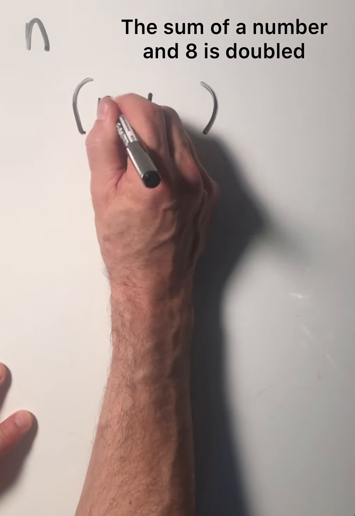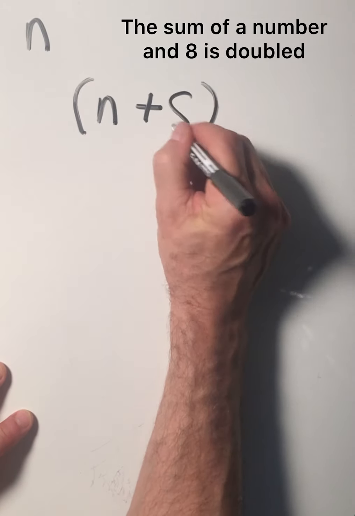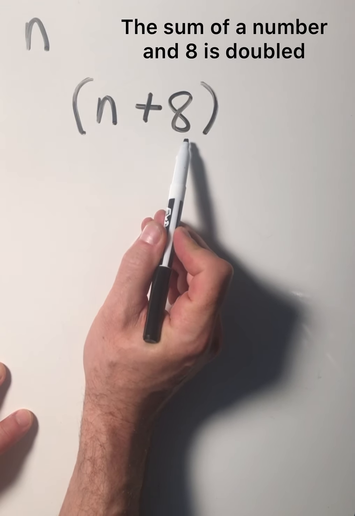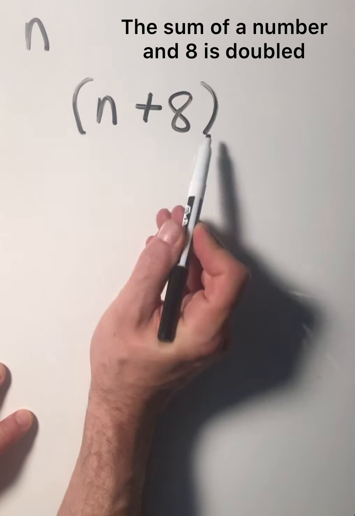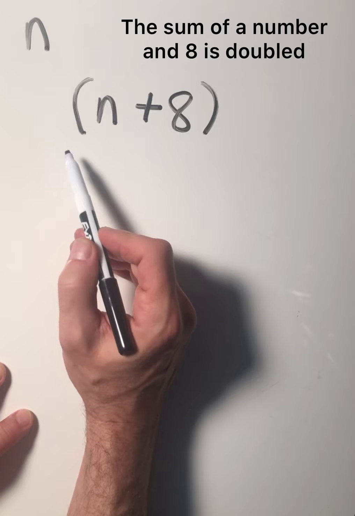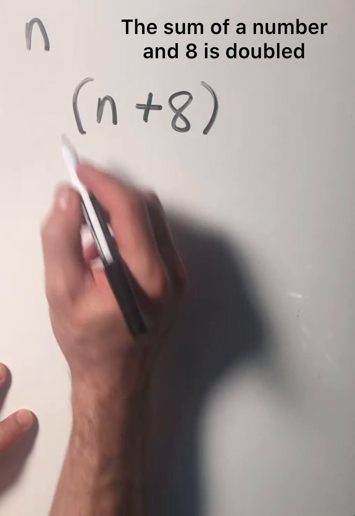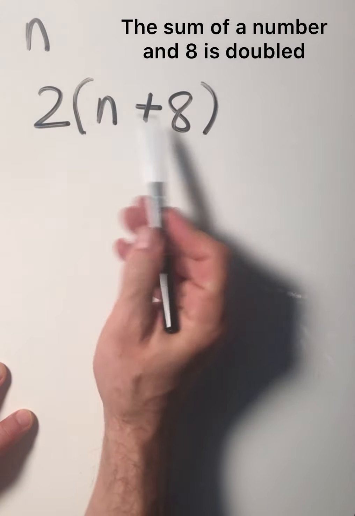Well, the sum of a number and 8, if n is my number, can be expressed as n plus 8. But because it's a sum, we're going to put it into parentheses. Our statement says the sum of a number and 8 is doubled, so we're just going to put a 2 outside of those parentheses.